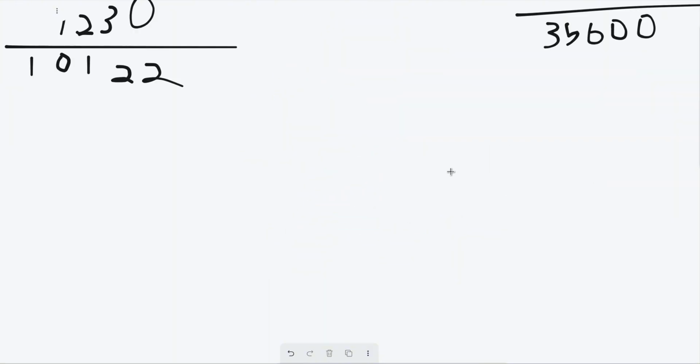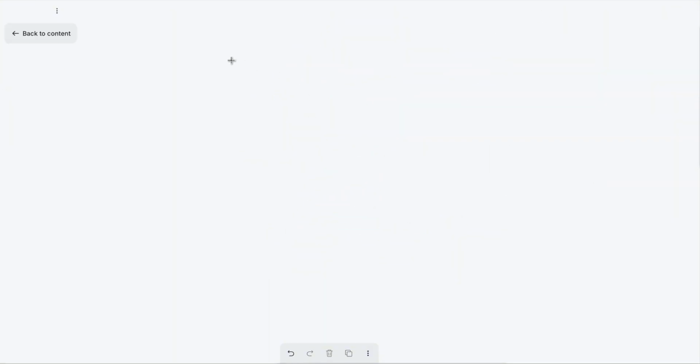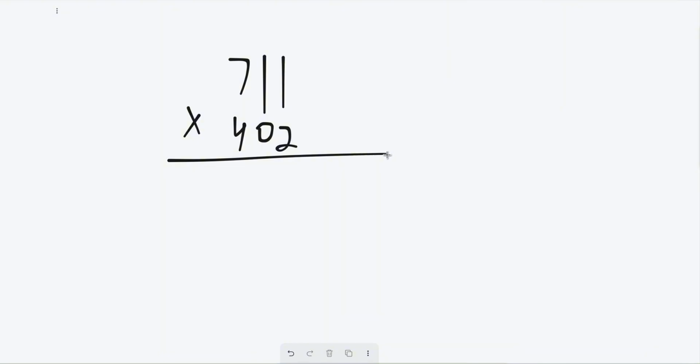Now we'll do 2 more examples. 3 digits by 3 digits. Let's do 711 times 402. Now, it's really similar, but just an extra step. So we start how we always start. 2 times 1 is 2. 2 times 1 is 2. 2 times 7 is 14. Yep, so we have that.